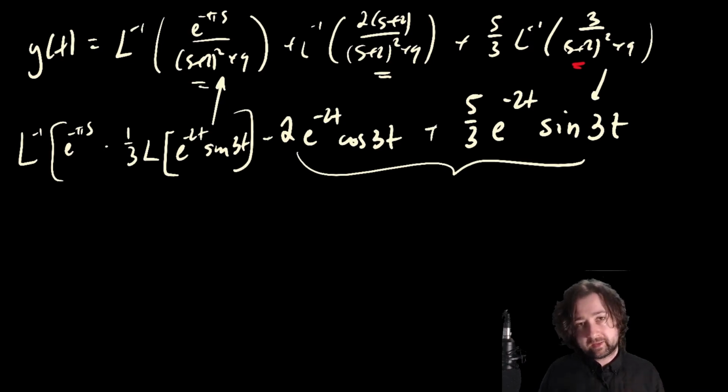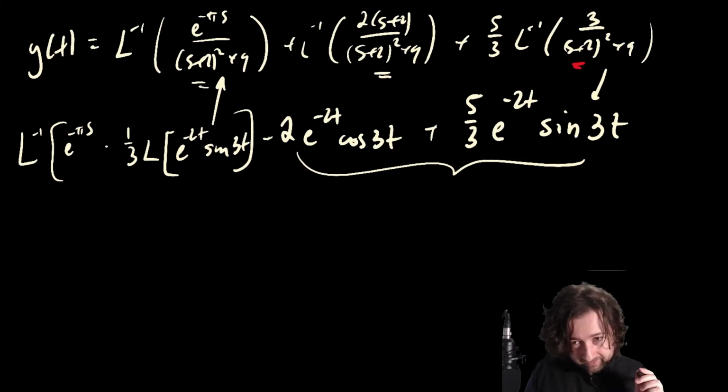In doing that step, I have used the first shifting theorem, but now I'm going to have to use the second shifting theorem because there's this pi involved. And in order to do that, I'm going to have to rewrite the function to incorporate the shift. So the inverse Laplace transform of something that looks like this by the second shifting theorem is the following.